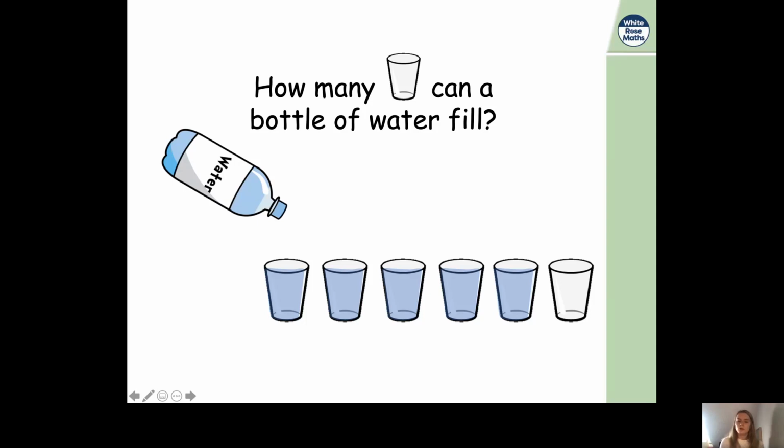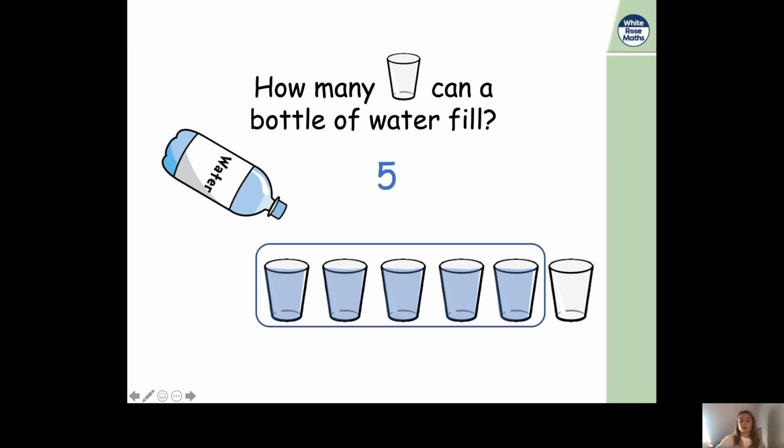So therefore, how many glasses can a bottle of water fill? Well, a bottle of water can fill 5 glasses, and we can see that in the picture. So the bottle of water was full, and when we've split it into the different glasses, we have filled 5 glasses because the sixth glass doesn't have any water left to fill.